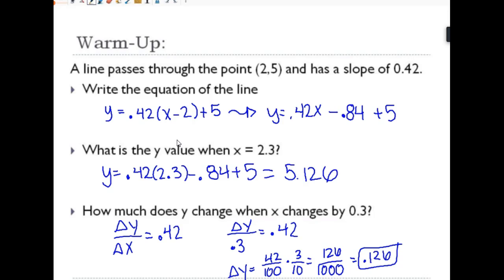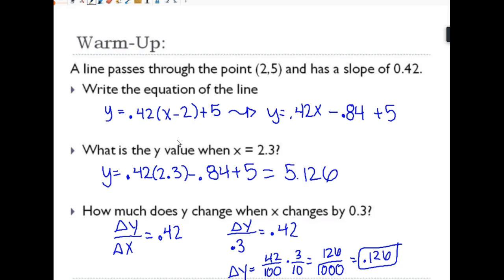So that's basic algebra. Being able to fill in m and use y2 and x2 to fill in point-slope form. So you get y equals 0.42 times parentheses x minus 2, and you can add that 5, or have y minus 5 to start.